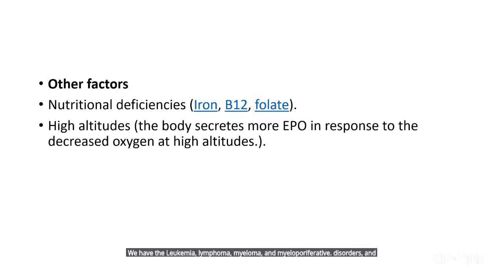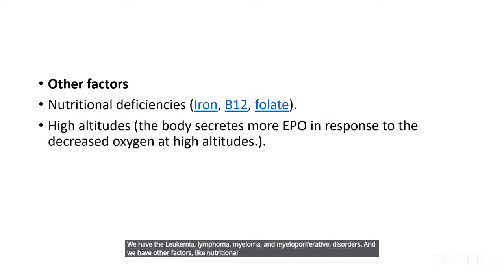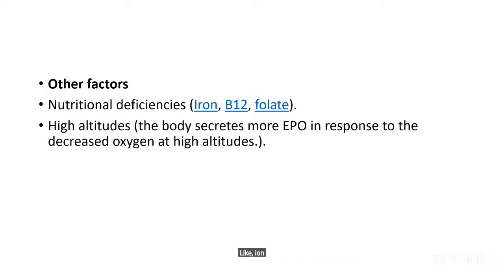And we have other factors like nutritional deficiencies, like iron, B12, and folate. And we have high altitude, which means the body secretes more EPO in response to decreased oxygen at high altitudes.